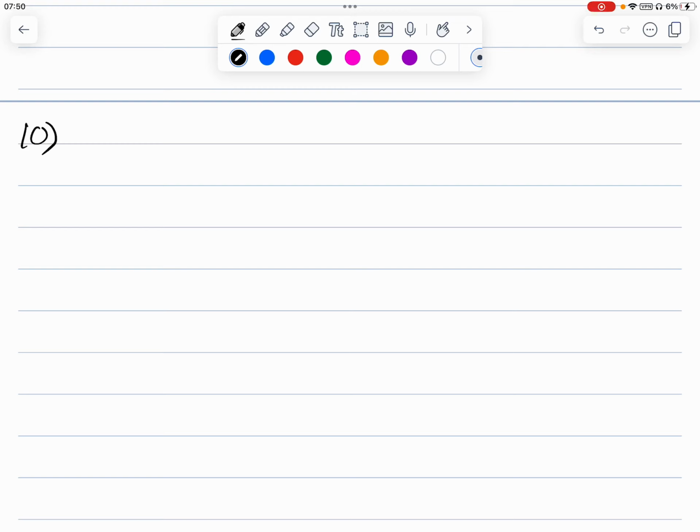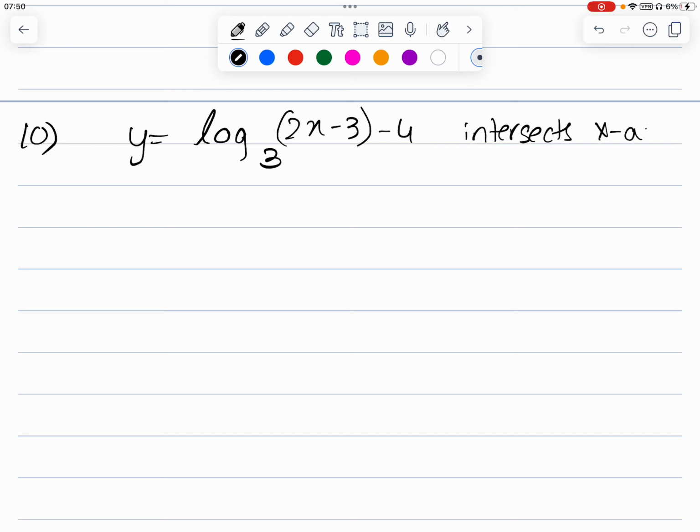Coming to question number 10. He has given y equals log of (2x minus 3) to the base 3, minus 4, intersects the x-axis at (c, 0). Find c. So it is intersecting the x-axis. X-axis means nothing but what? Y equals 0.